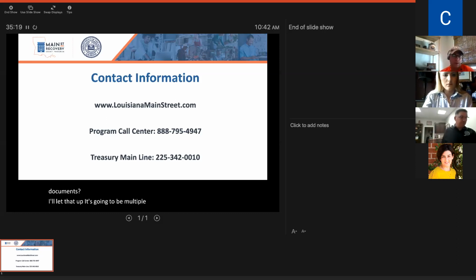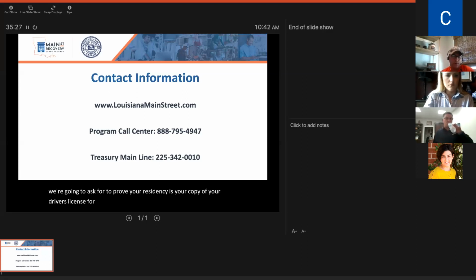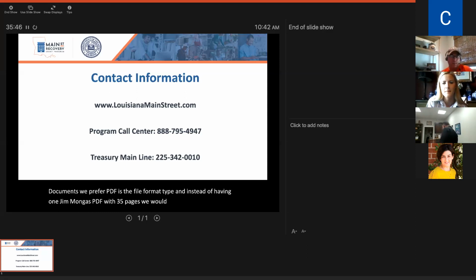One of the things we're going to ask for to prove your residency is a copy of your driver's license, for example. So go ahead and get that in a JPEG or a PDF form and have it ready to go on your computer, as well as all of the other documents. We prefer PDF as the file format. And instead of having one jumbo PDF with 35 pages, we would prefer 30 different PDFs, each one being specific to the type of expense you're asking for.